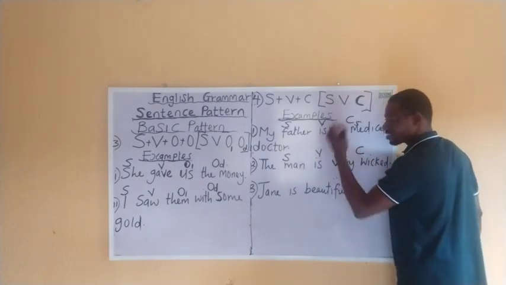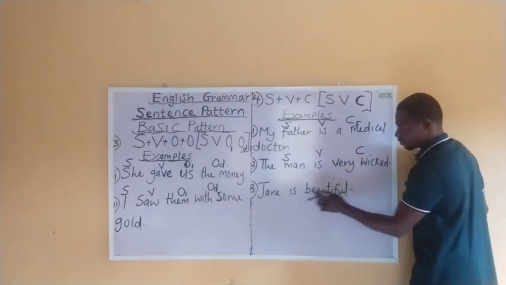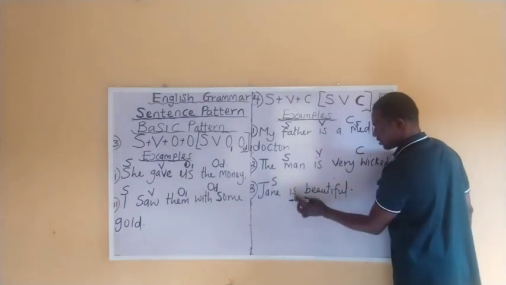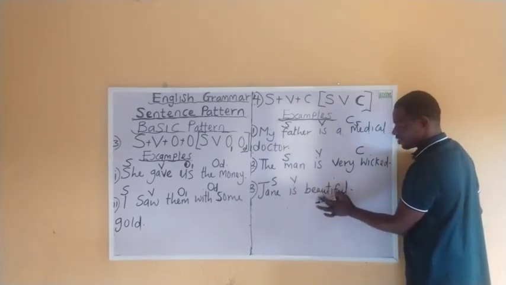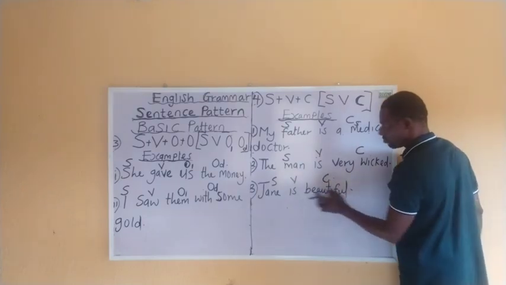Hence, subject complement. 3, Jane is beautiful. Jane is the subject, is the verb, beautiful is an adjective that acts as complement. Who is beautiful? Jane. Who is Jane? Beautiful.